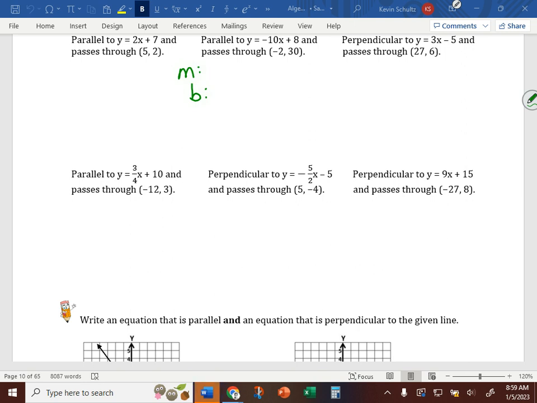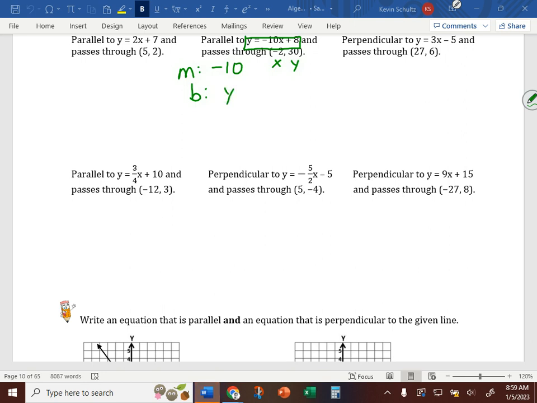This is the given line, right? Your line needs to be parallel to that. Katie? Our line will have a slope of -10 because parallel means same slope. Okay? Now, to solve for b, you use the given ordered pair, (-2, 30).